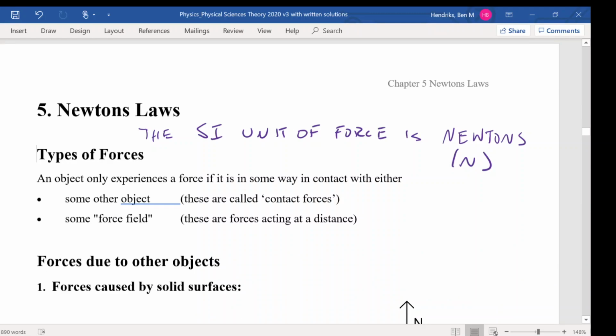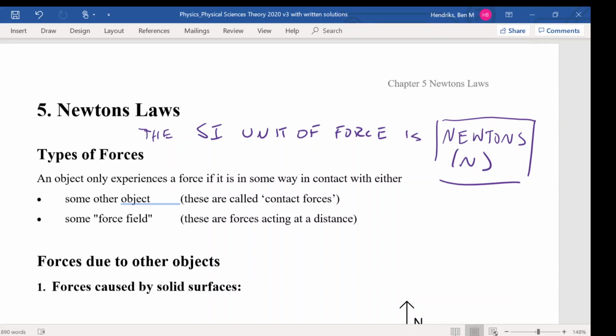Okay, so chapter 5, and we're going to start looking at Newton's laws. The first thing I wrote in here was that the SI unit of force is newtons. I just wanted to get that over and done with straight away, just so you're all clear on that. SI unit of force is newtons.